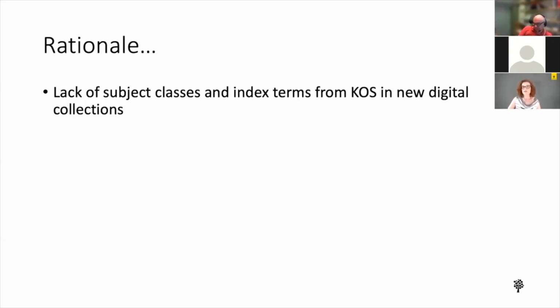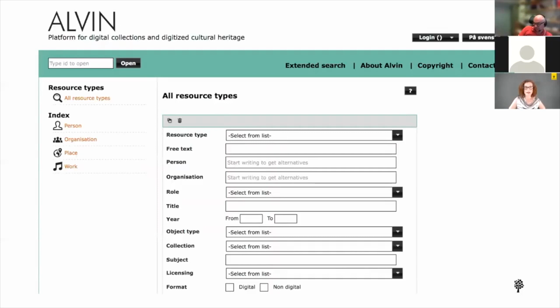Now, the rationale is really the lack of subject classes, the lack of subject index terms from controlled vocabularies in new digital collections, such as Alvin, which is a platform for digitized cultural heritage. If we look at the extended search and we look under subject, that's it. It's just a field. There is no possibility to use tools such as word sense disambiguation, broader terms, narrower terms to help with precision and recall. It's likely that there are no controlled vocabularies at all, and likely the reason for that is the lack of resources.